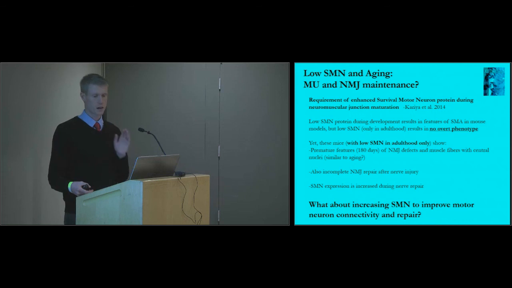They also did experiments where they did peripheral nerve injury and showed that the mice with low levels of SMN seem to have impaired nerve regeneration. So these studies suggested that there's an early period when SMN levels are really needed. This might be relevant to SMA. It also showed that SMN levels seem to be important for neuromuscular junction maintenance as well as repair.